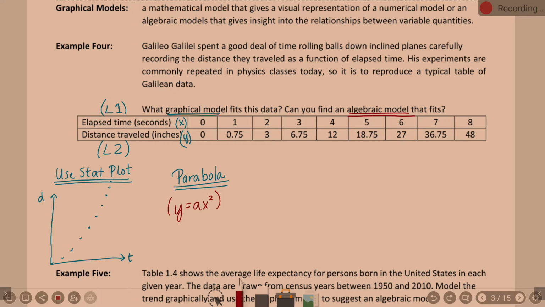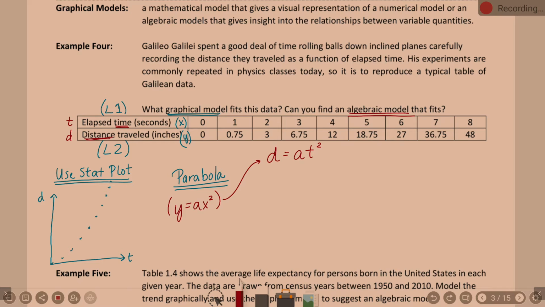But if we talk about it instead of x and y, what about time? What are you probably going to use for time? T. Distance traveled? Probably going to do d. And so if we think about that as time being my x and distance being my y, I can think about this scenario as d equals at squared.